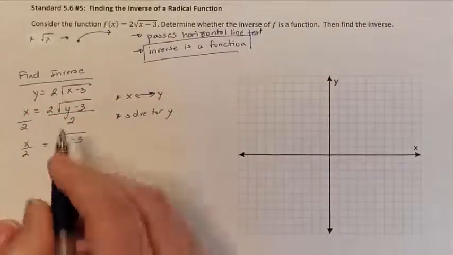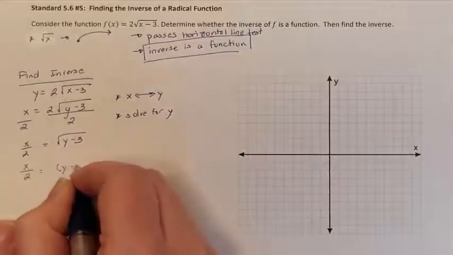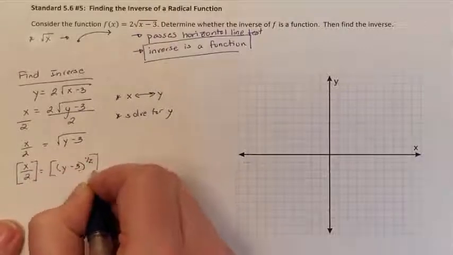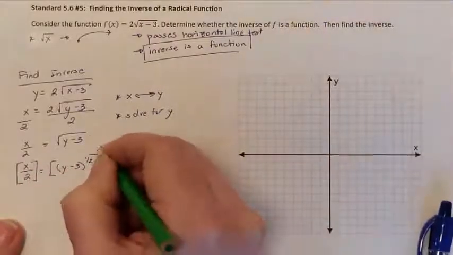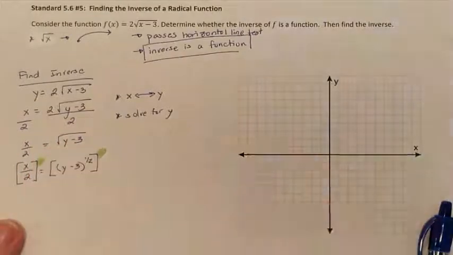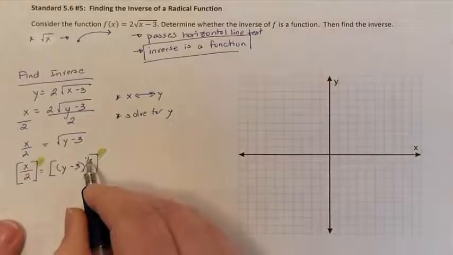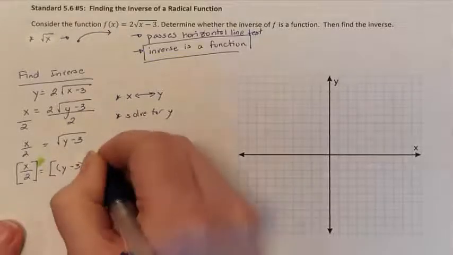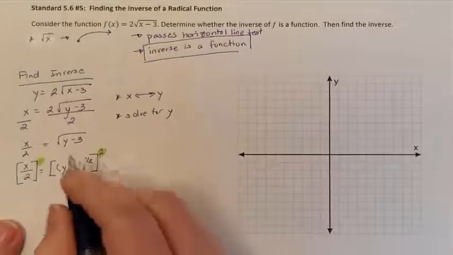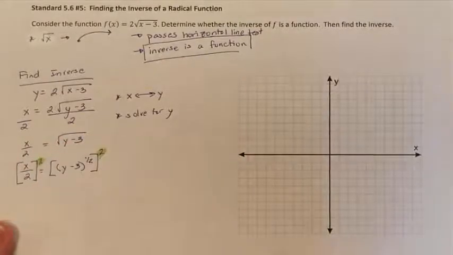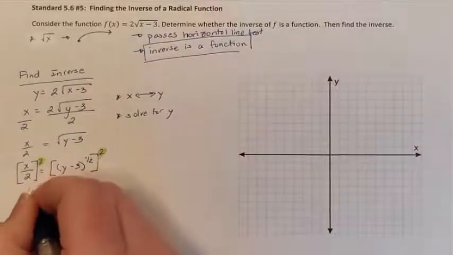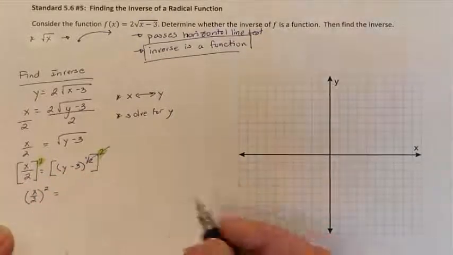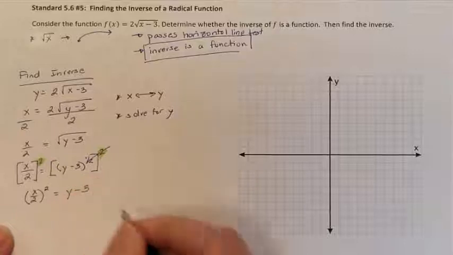I'm going to rewrite this radical as an exponent. I can see my job is to raise both sides to some kind of exponent, because the only way to get rid of an exponent is to have those exponents raised to each other. Multiplying these two, 1/2 times 2 will cancel each other out, which means this is also to the second power. So I have x divided by 2 to the second power equaling, these cancel out, y minus 3.